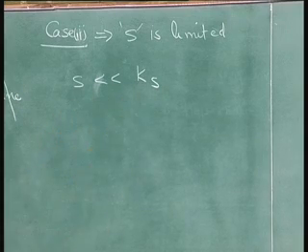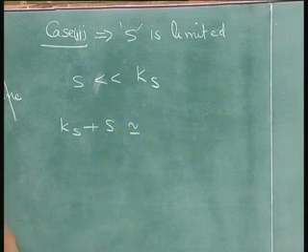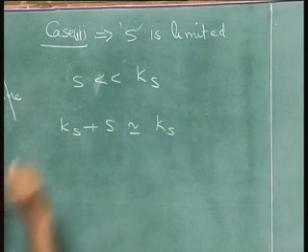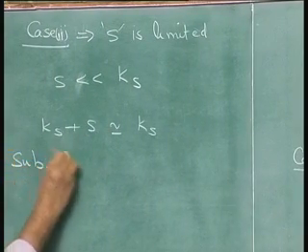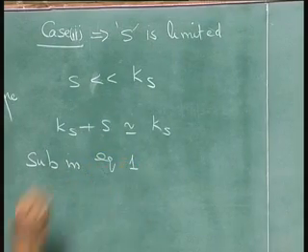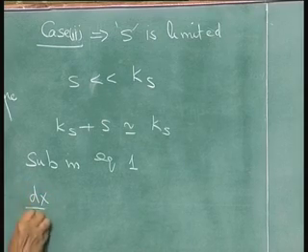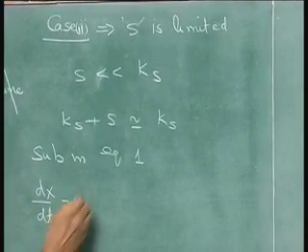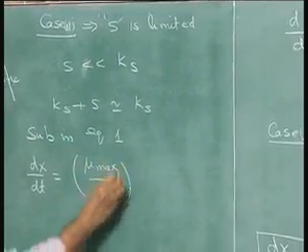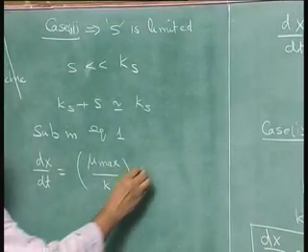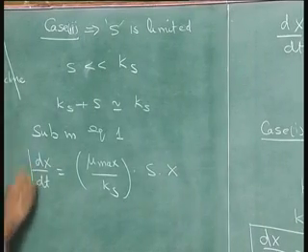So when this is the scenario, Ks plus S is approximately equal to Ks itself. Substituting this in equation 1, dx by dt would now be equal to mu max over Ks multiplied by S into X. This is the equation available with me now.